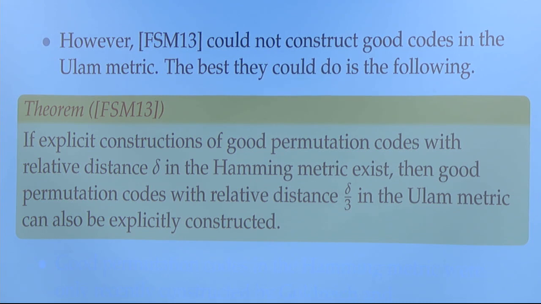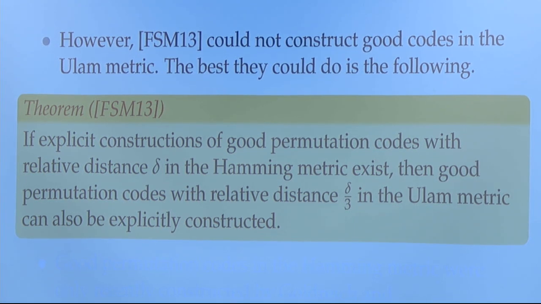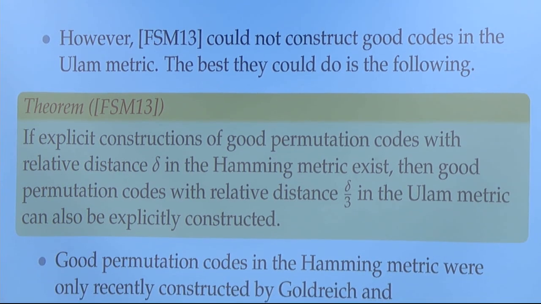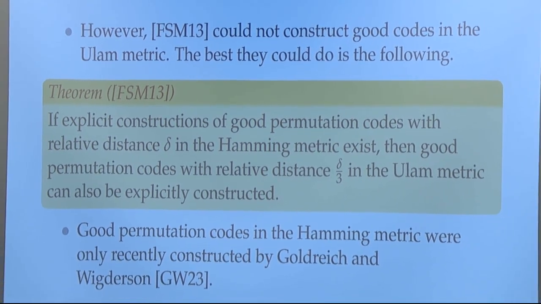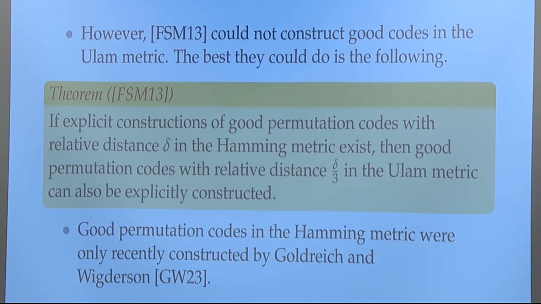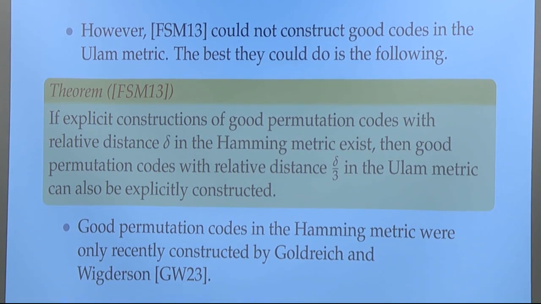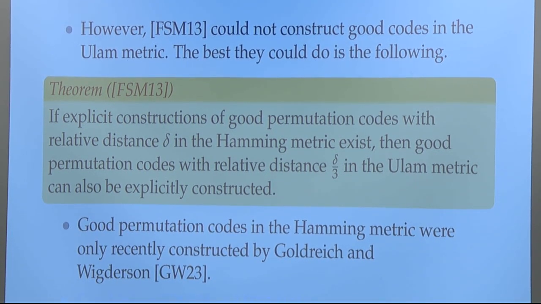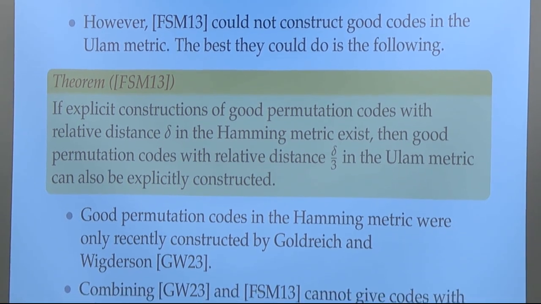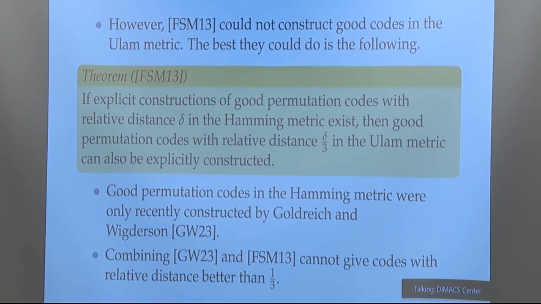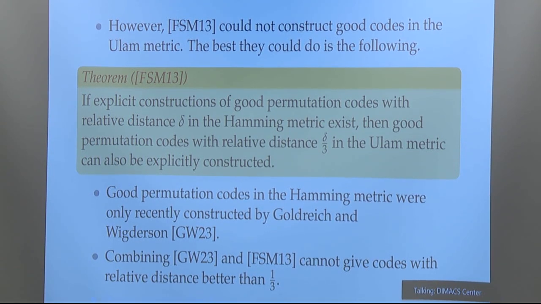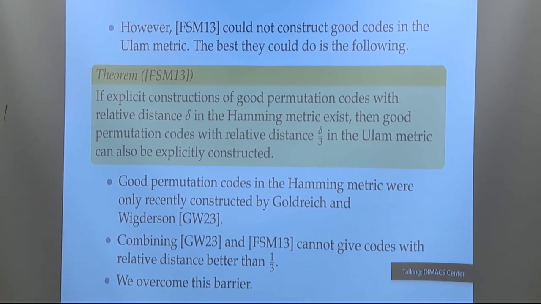Okay. So if you want to create good codes in the Ulam metric, and if you want to use this framework, you need to first construct good permutation codes in the Hamming metric. But this itself was an open problem up until very recently. Good permutation codes in the Hamming metric were only recently constructed by Goldreich and Rothblum. So you could now combine their result with the 2013 result and get codes, right? But if you combine these two, you can't get codes with relative distance better than 1/3, because delta is a number between 0 and 1. So if you do delta over 3, you can never get better than 1/3. So what we did is we overcame this barrier. And now let me tell you how we did it.